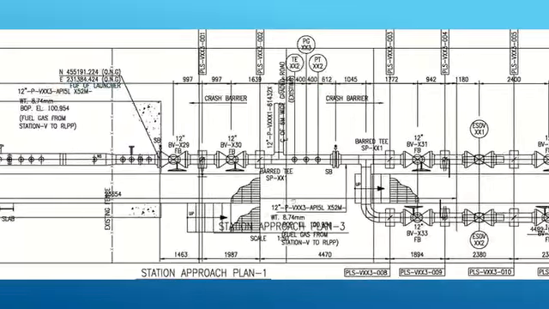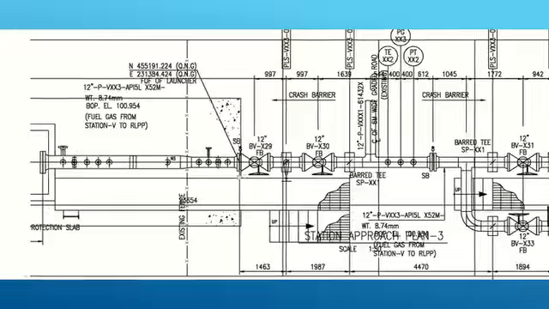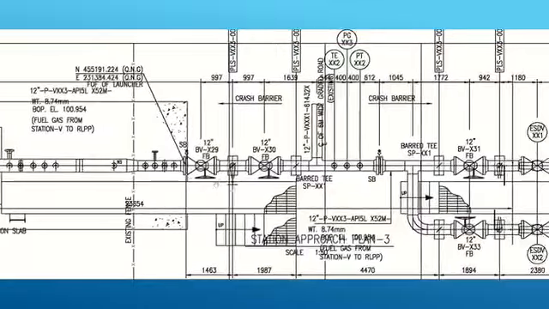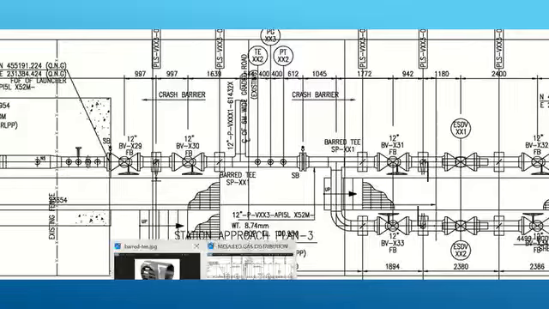Now I'm going to show you the components from the pig launcher, ball valve, and barred T. What is the barred T, by the way? I will show you one example of a barred T.